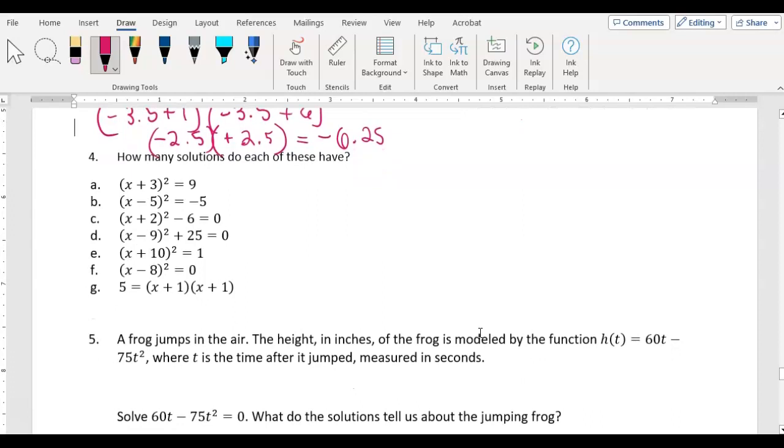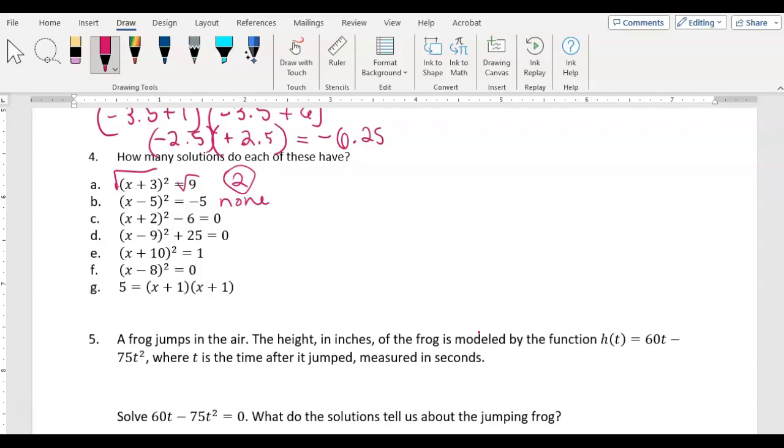Number 4, how many solutions do each of these have? So you're going to be looking for the number of solutions. Here, if we take the square root of both sides, we'll get a plus or minus 9. So we know that this will have 2 solutions. Here, if I take the square root of both sides, I will get an imaginary number, so this will be none. There's no real solutions to that.